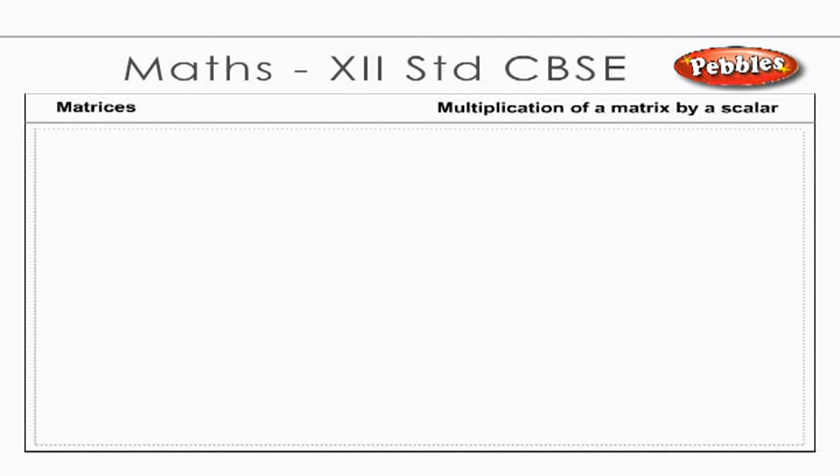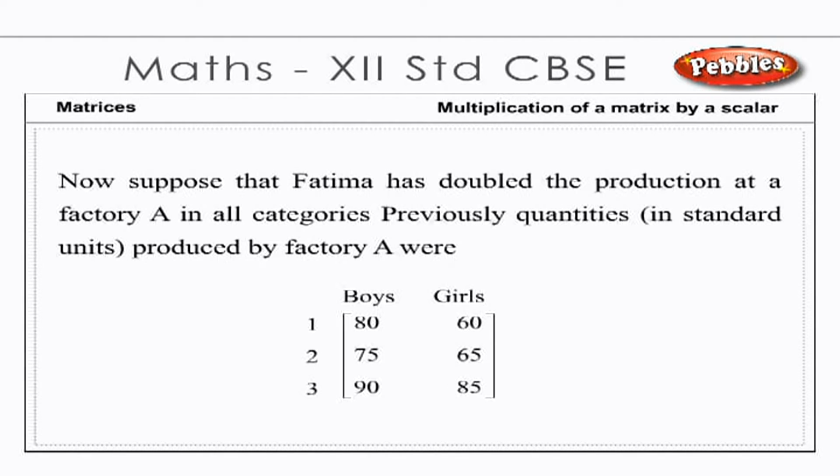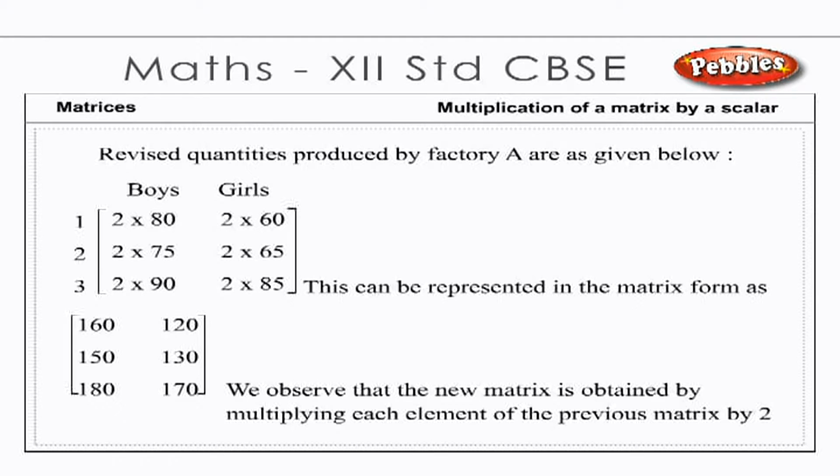Multiplication of a matrix by a scalar. Now, suppose that Fatima has doubled the production at factory A in all categories. Previously, quantities in standard units produced by factory A were as follows. Revised quantities produced by factory A are as given below. This can be represented in matrix form as shown. We observe that the new matrix is obtained by multiplying each element of the previous matrix by 2.